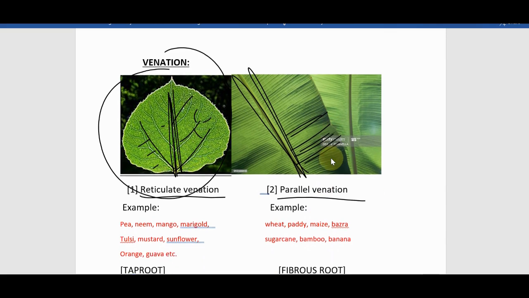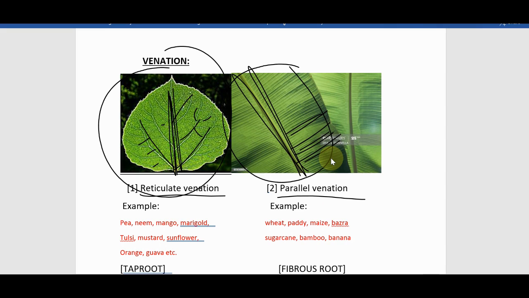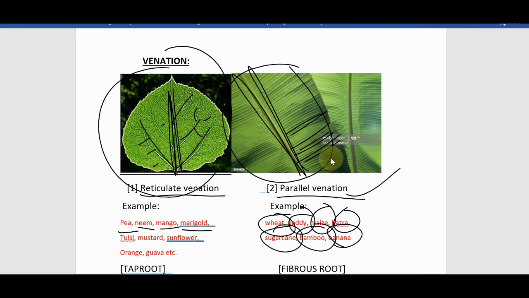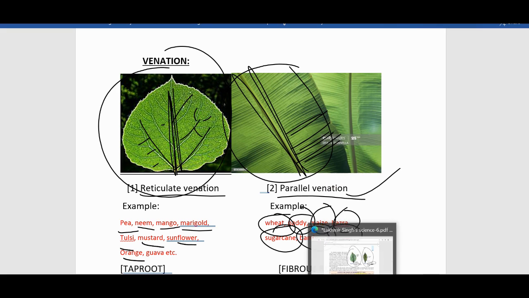And I think you know that this is the leaf of the banana plant. So we can say banana plants have parallel venation. Bamboo, sugarcane, wheat, paddy, maize, bajra, these plants have parallel venation. Like the pea, neem, mango, marigold, tulsi, mustard, sunflower, orange, they have reticulate venation. So I think you got the meaning of it.